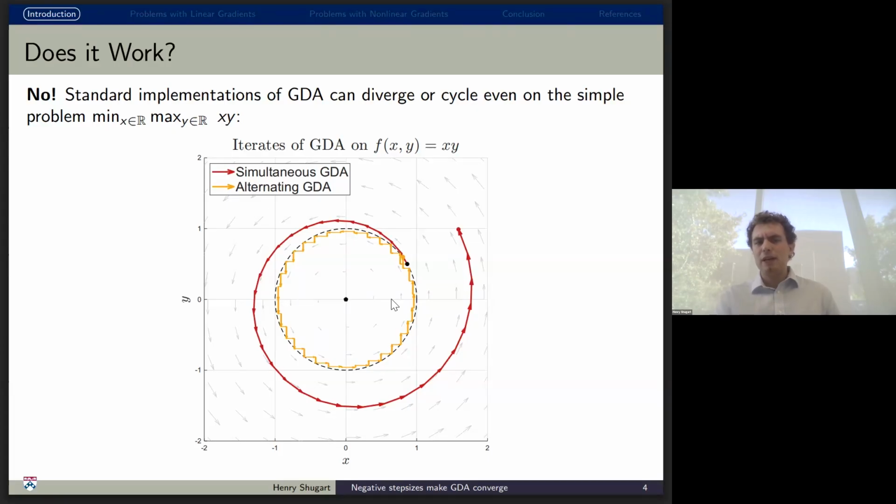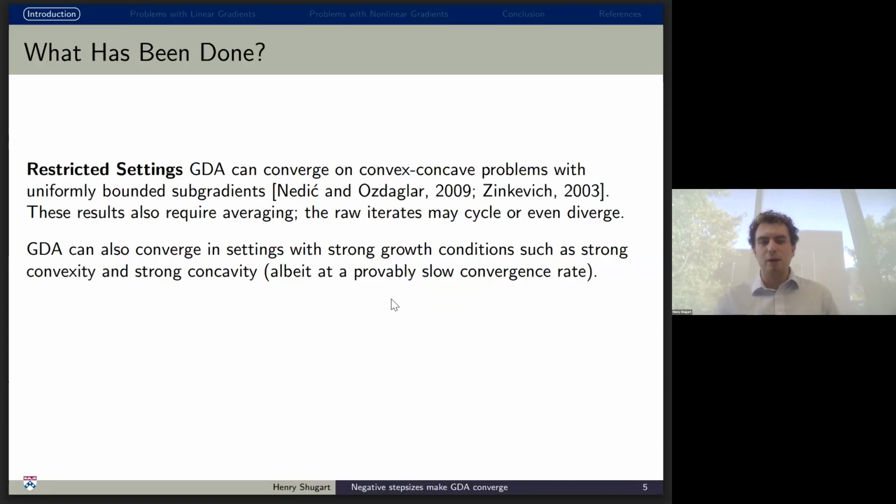Based on the ubiquity of this problem and the importance of solving min-max problems, there's been a lot of work on solving min-max problems, including work analyzing GDA. I'm going to tell you that GDA can converge in some specific scenarios, specifically when the objective is convex concave and has uniformly bounded subgradients. GDA can converge only in the average iterate. So the raw iterates may continue to diverge or cycle, even if the average iterate converges in some sense.